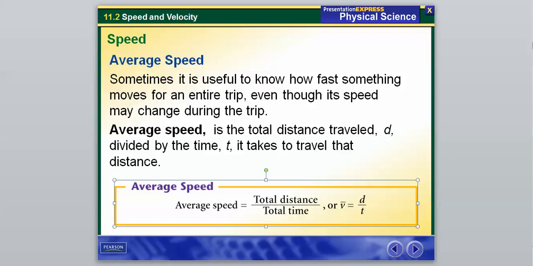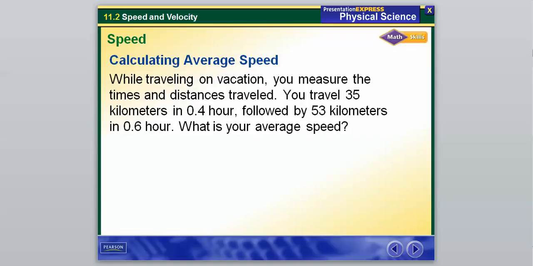And so we're actually going to do an example right here on the video to help you figure out how to calculate average speed. So this is our problem right here. While traveling on vacation, you measure the times and distances traveled. The first part, you traveled 35 kilometers in 0.4 hours. Then you traveled 53 kilometers in 0.6 hours. So what is your average speed for the entire trip?